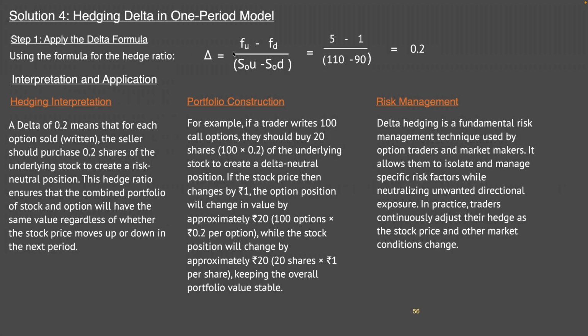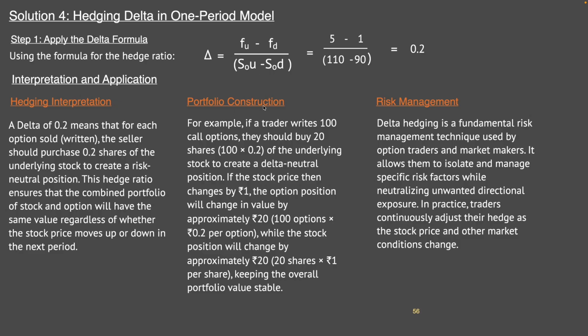Here, if we apply the formula, that is the change in the portfolio, delta equals fu minus fd divided by s0u minus s0d, it is 0.2. What does it mean? A delta of 0.2 is a very low delta, meaning for each option sold, the seller should purchase 0.2 shares of the underlying stock to create a risk neutral position. What is a risk neutral position? Whether the underlying price goes up or down, the value of the portfolio will remain the same. It will not change. That is called a perfect hedge.